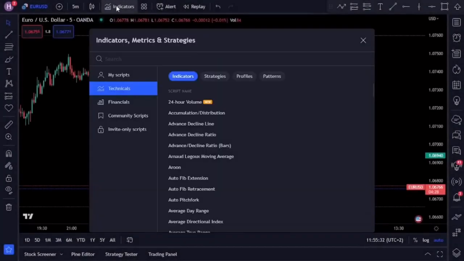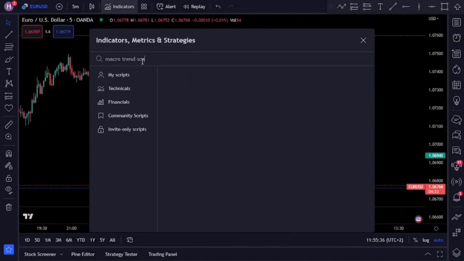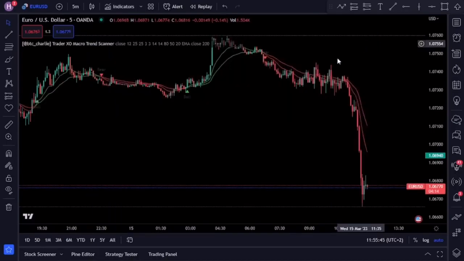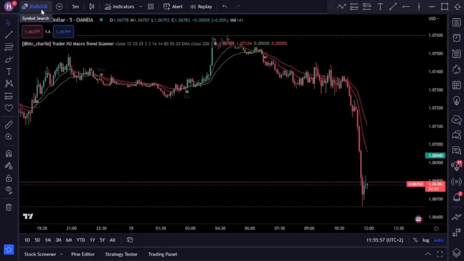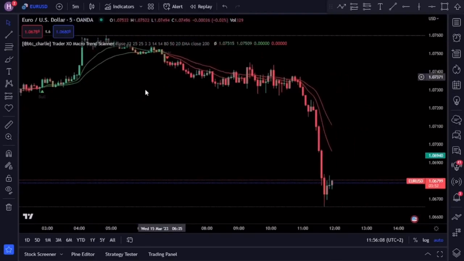On TradingView, we're going to search for the following indicator, which is the Macro Trend Scanner by BTC_Charlie. You can add this indicator to your favorites to make it easier to find in the future. The Macro Trend Scanner indicator gives a very simple and clear buy and sell signal that we're going to use. I've selected the Euro-USD currency pair on a 5-minute time frame for this strategy, but keep in mind that you can use this strategy on all time frames, and it can be profitable on all of them.